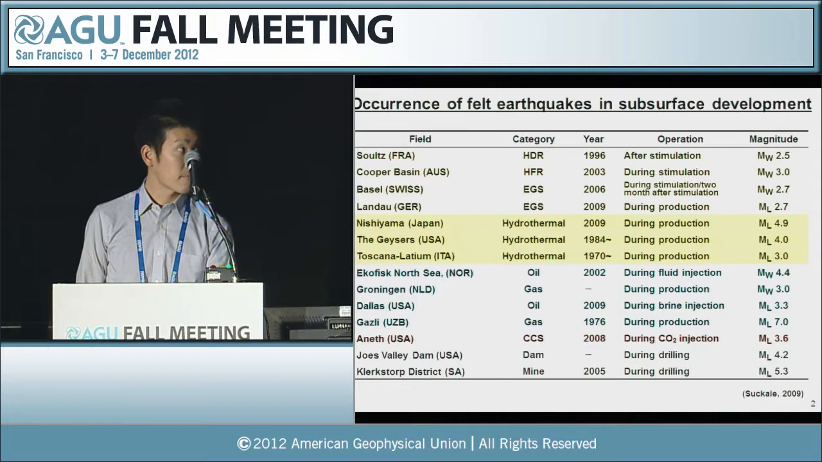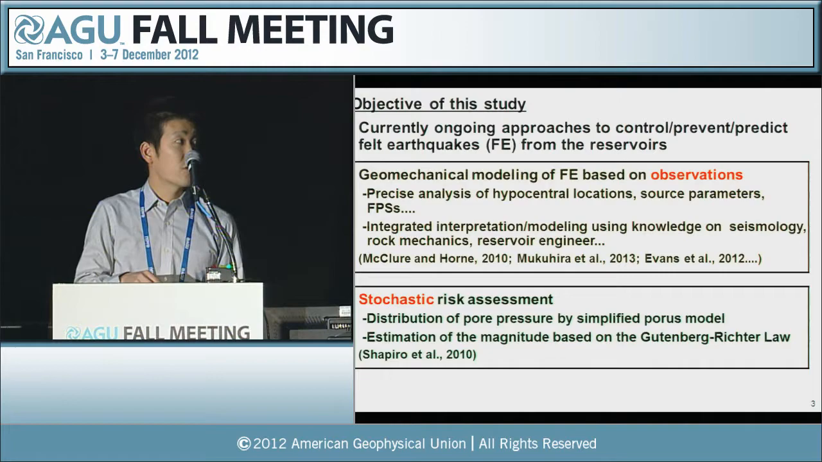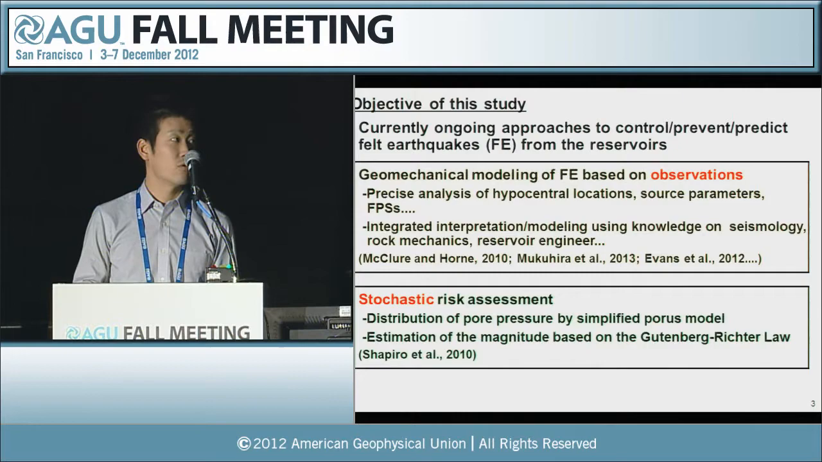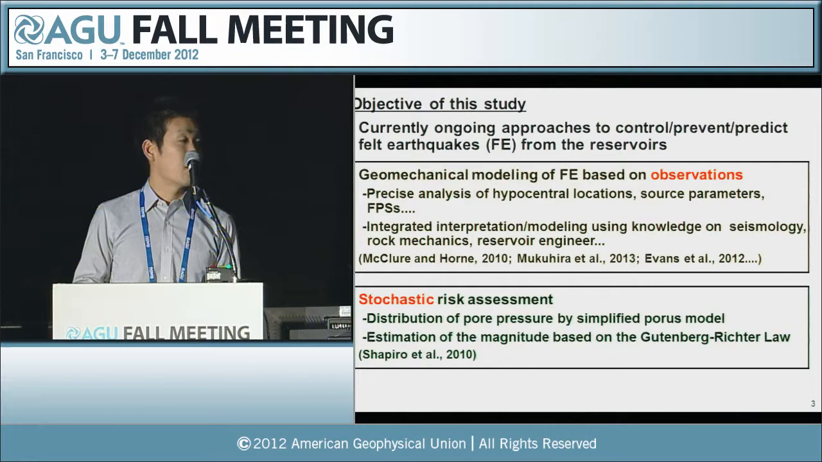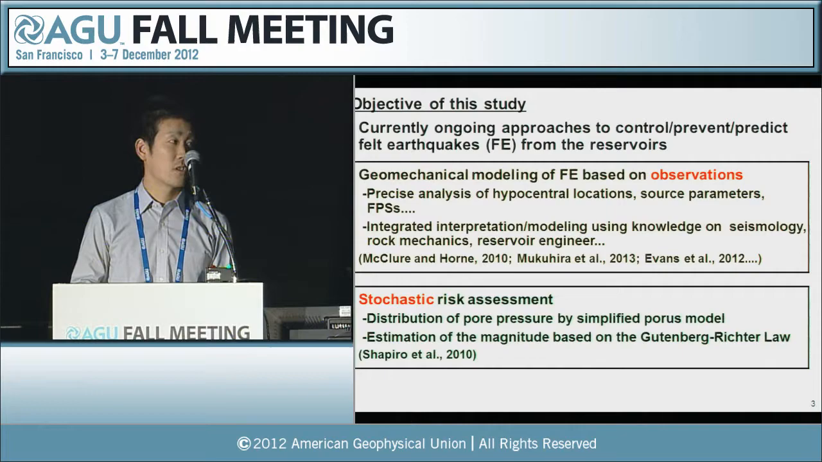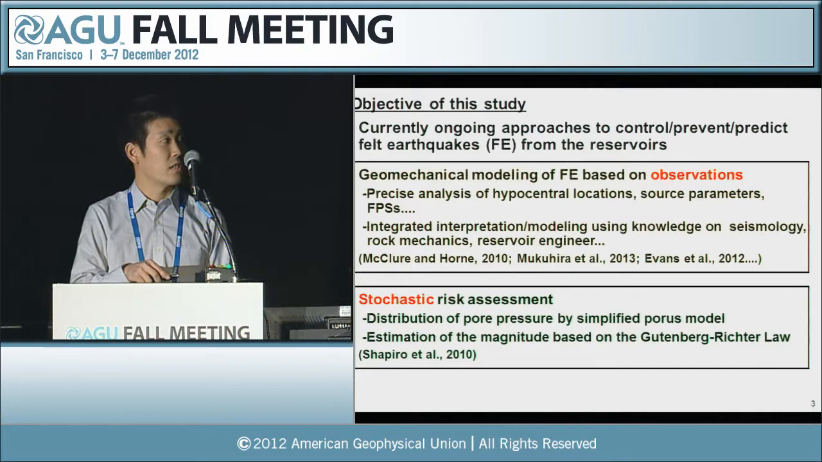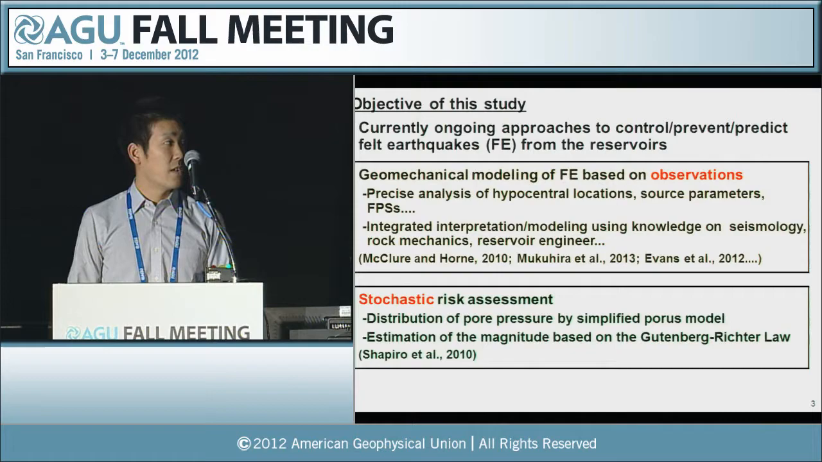Technologies to establish risk assessment of felt induced earthquakes and to control magnitudes of induced seismicity have been required, and there are two approaches to realize them. One is geomechanical modeling of felt earthquakes, based on observations and theories of seismology. In this method, precise analysis of collected events is done in order to interpret the physics behind the occurrence of felt earthquakes. The other approach is stochastic modeling, where a statistical model of induced seismicity is identified and is used to evaluate the probability of occurrence of felt earthquakes.